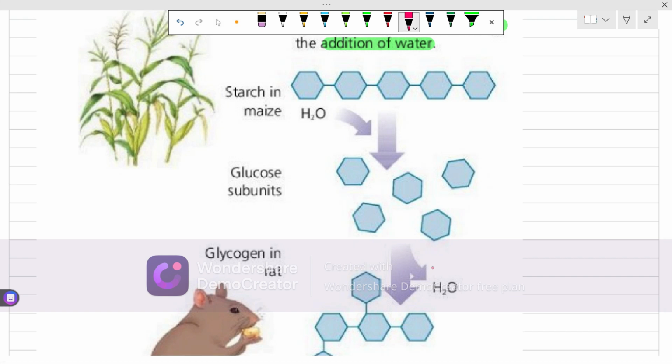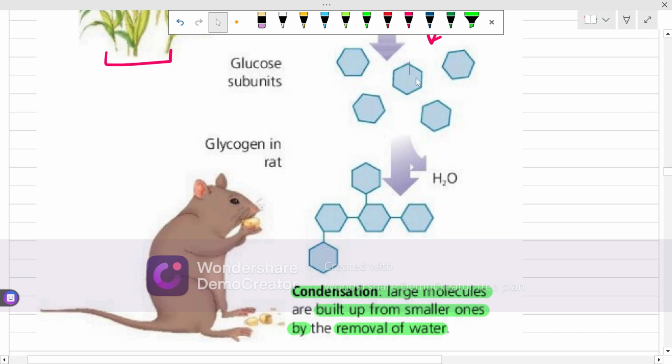So we have starch. So this is a plant. Maize, it contains starch. After adding water or H2O to this plant, hydrolysis occurs and large units are broken down into smaller glucose units, which are later broken down into glycogen for the rat.